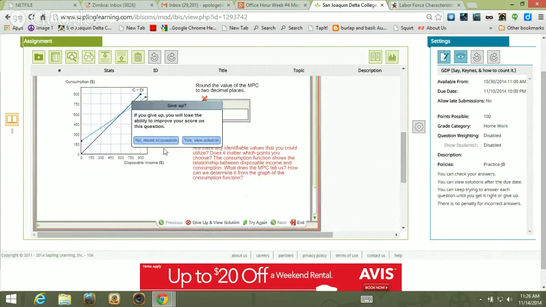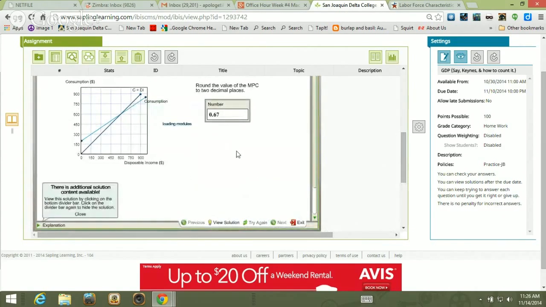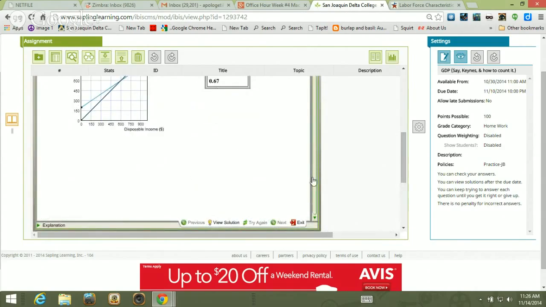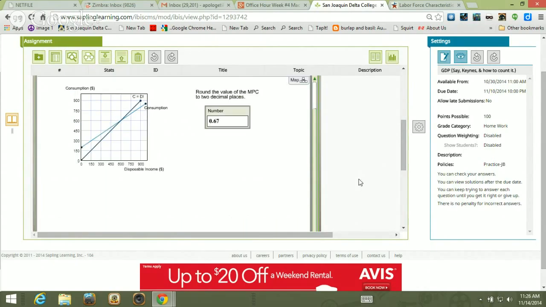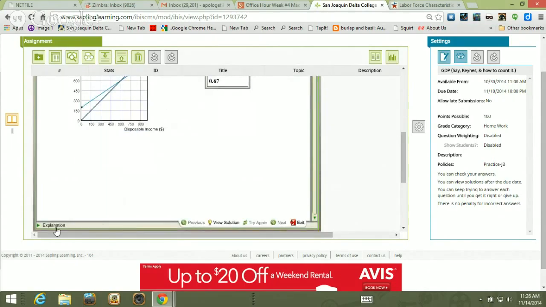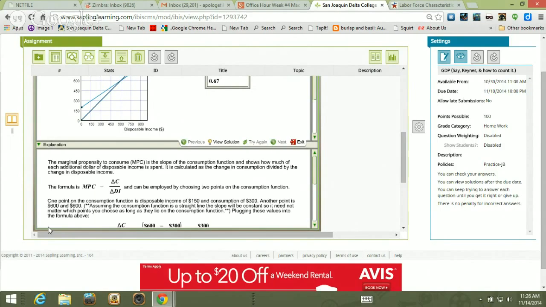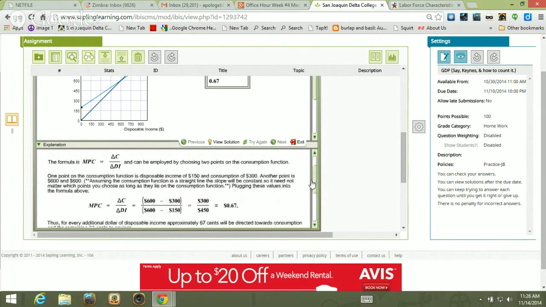Let's see, give up the view solution. And by the way, once these are passed, you guys can go through and check your solutions and see what's going on. So it's 0.67, so it's a little off, but not too bad for doing it off the top of my head. And so what you can see, change in consumption divided by change in disposable income. We end up with 600 minus 300, so 300, over 600 minus 150, 450. 300 over 450 is 0.67.